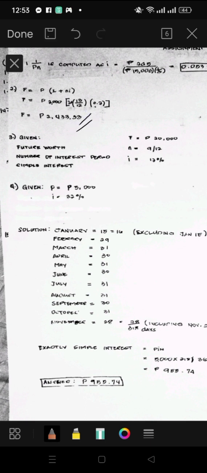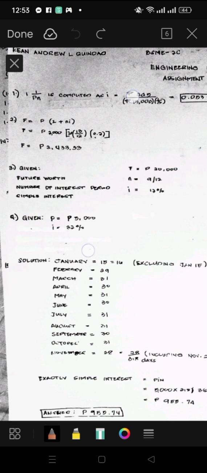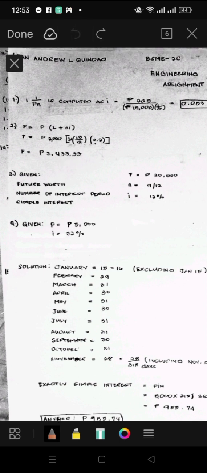F is equal to 2,000 times the quantity 1 plus 13 over 12 times 0.2. So the future amount is 2,433.33 pesos. Let's proceed to number 3.